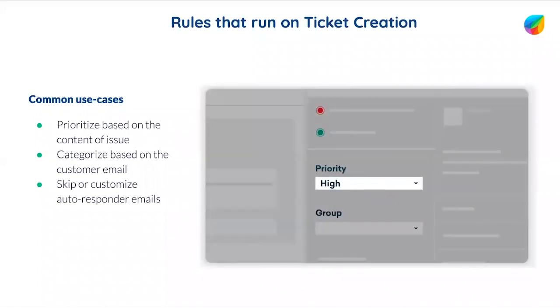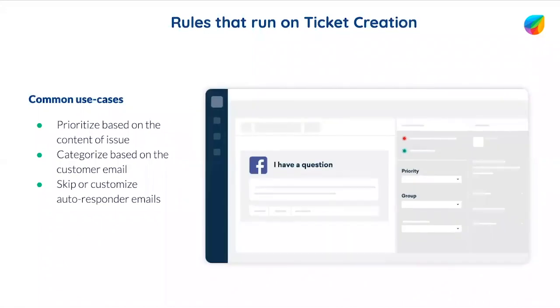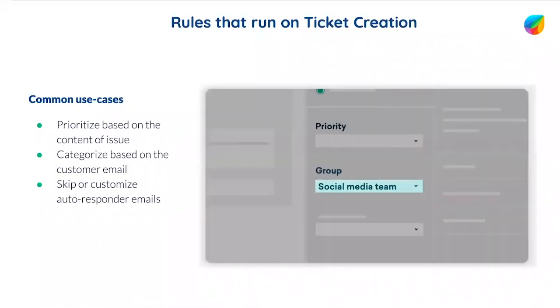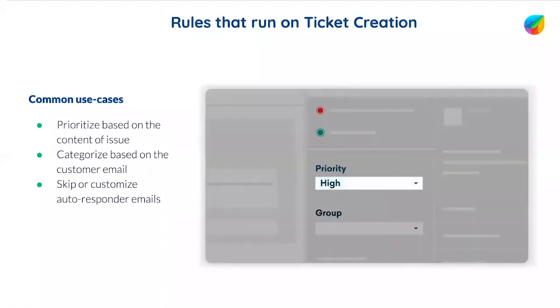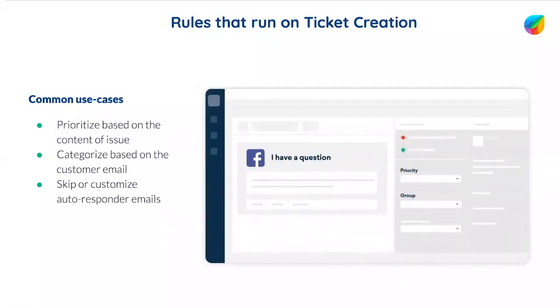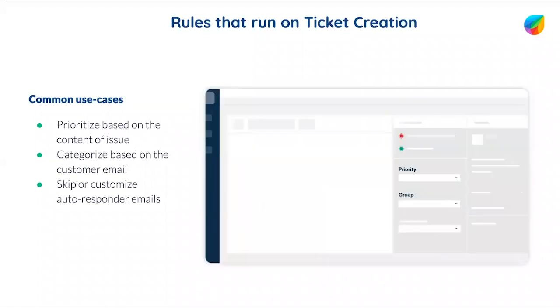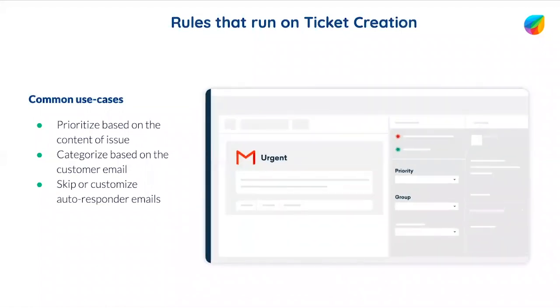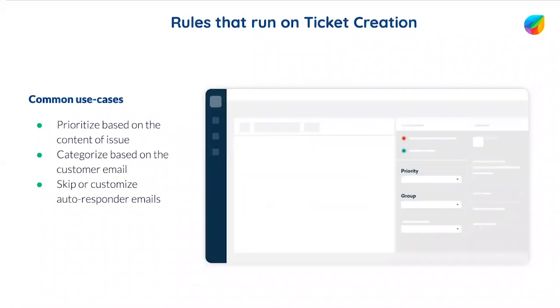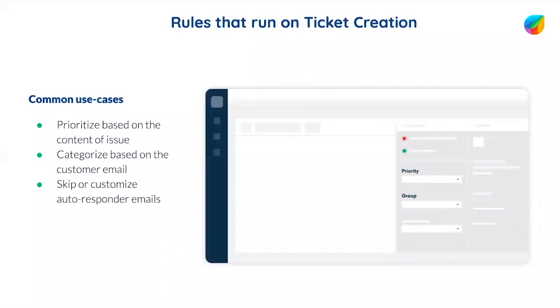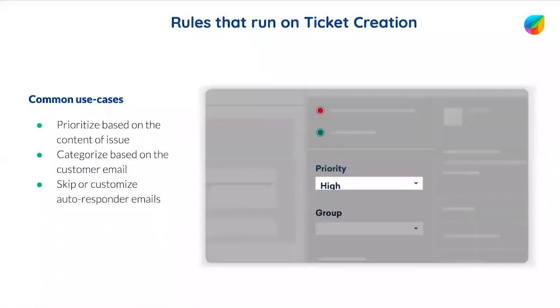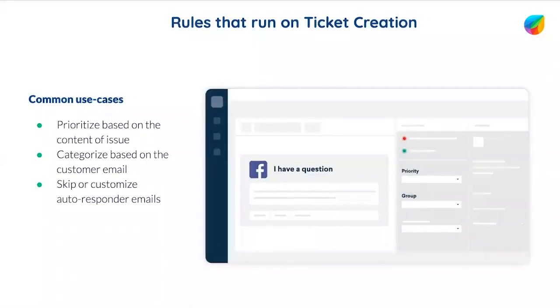And the last one is, depending on what they've written to you about, depending on who's writing to you, you can skip the autoresponder emails, or you can personalize them. As an example, if you have product A, you can have an entirely different welcome, thank you for getting in touch with the support team at product A. Whereas for product B, you can have an entirely different autoresponder email.